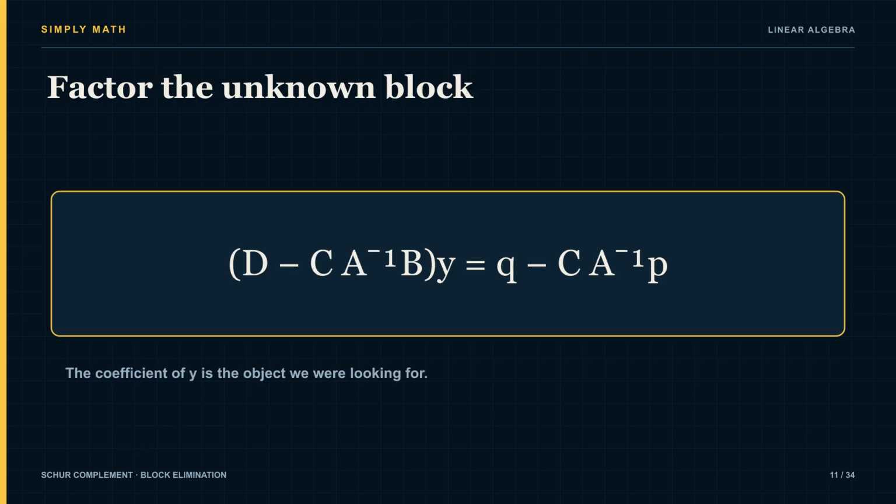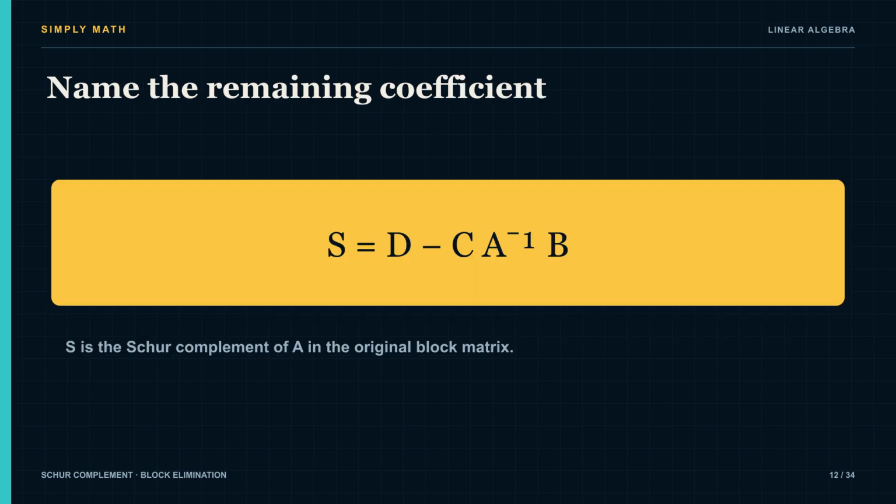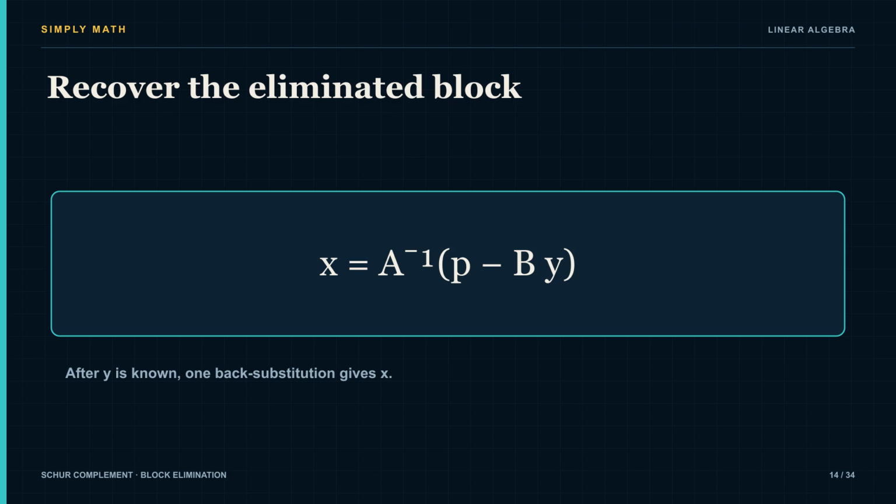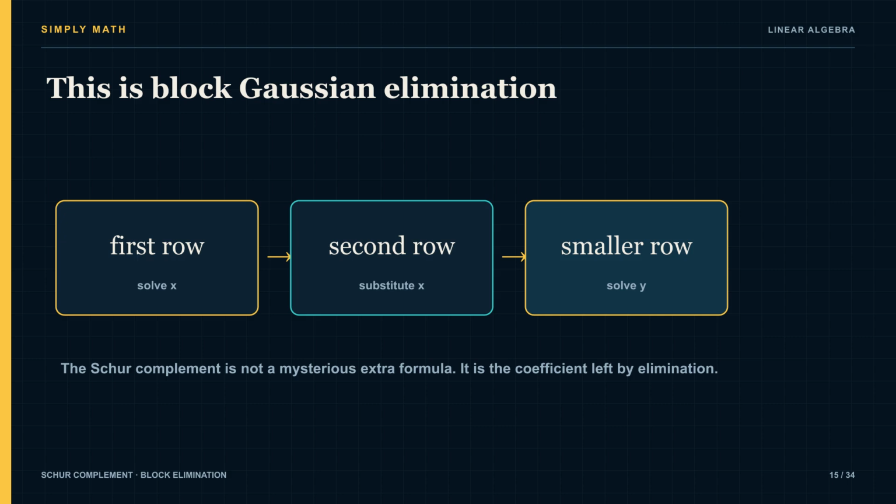Factor y on the right. Its new coefficient is D minus CA inverse B. We name that coefficient S. It is the Schur complement of A in the original block matrix. The entire coupled problem has been reduced to this smaller system for y. Once y is known, return to the first row and recover x by back substitution. So the Schur complement is simply block Gaussian elimination written as a reusable formula.